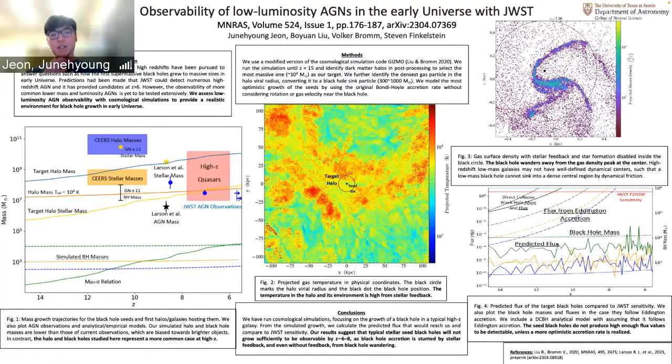Due to that, in figure four in the bottom right, the fluxes produced by these AGNs, the jagged lines, are generally much lower than the AGN sensitivity. So these low mass seeds are expected to be unobservable with JWST, which agrees with one of the previous talks as well. For the AGNs to be observable, they would need to accrete at much higher accretion rates, such as Eddington, as in the dot-dashed lines, or perhaps a much heavier seed like a DCBH, in the black lines. Thank you.